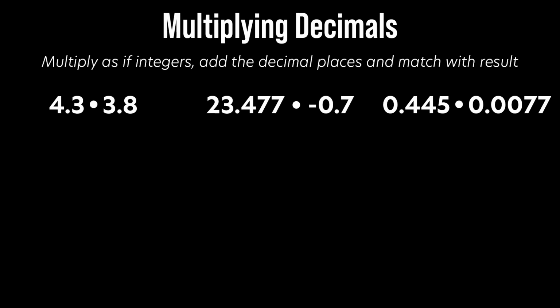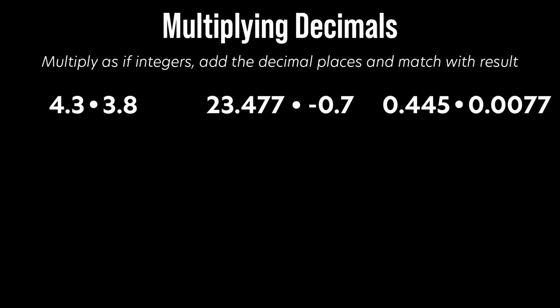Today we're going to be learning about multiplying decimals. Multiply as if integers, add the decimal places, and match with the result. So multiplying decimals is just like multiplying any two numbers together. So I'll show you how this works by jumping straight into our first example.